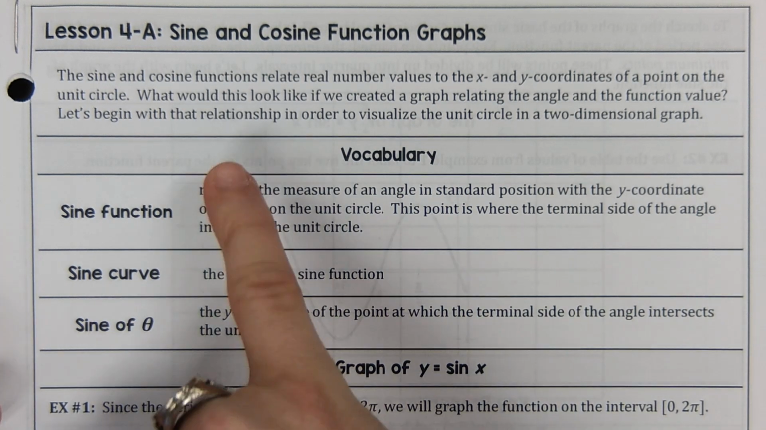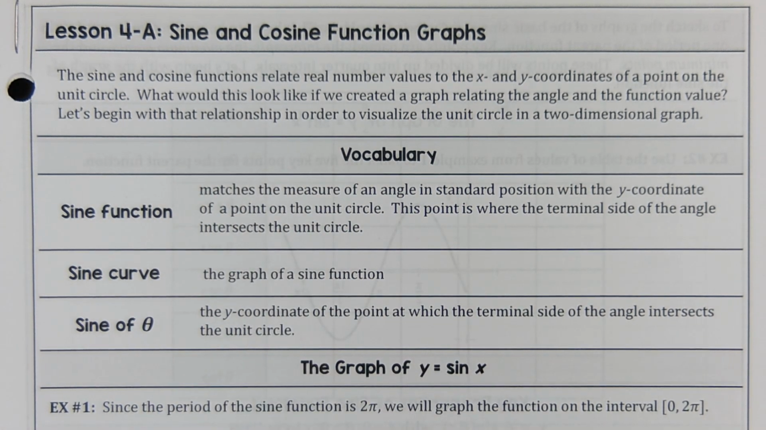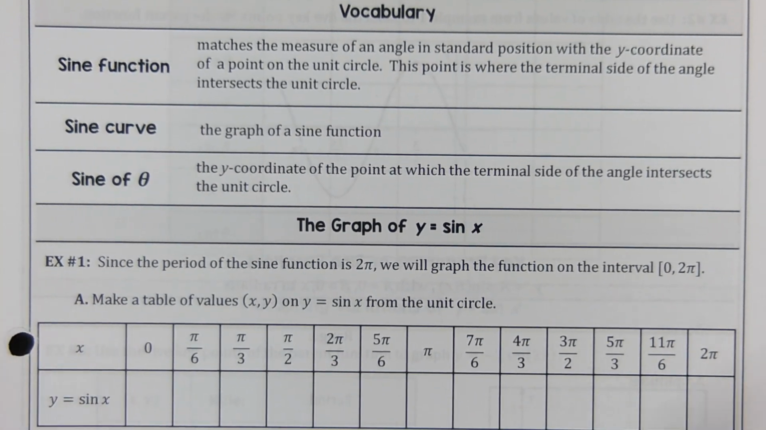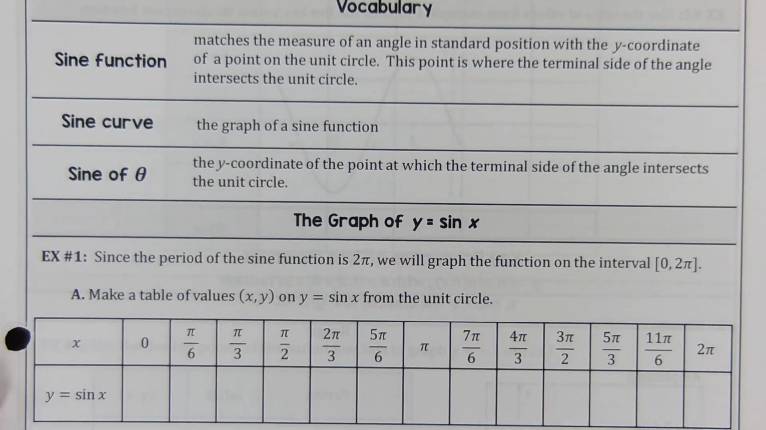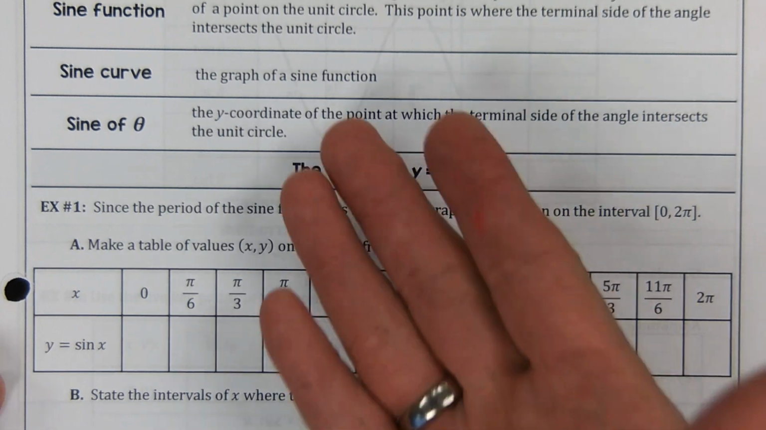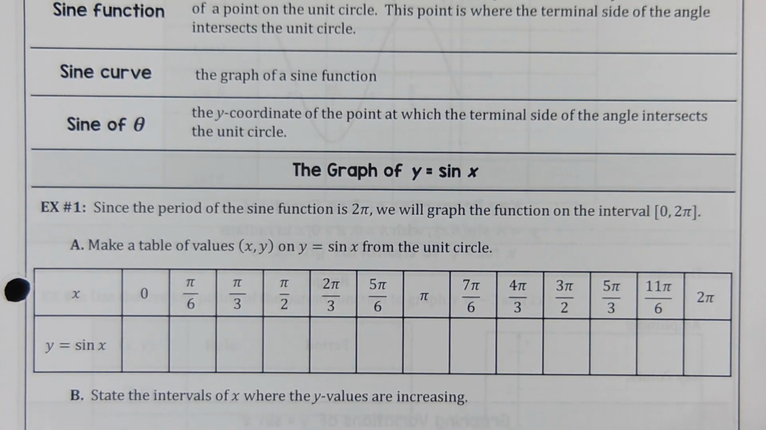So I guess the question is, what would this look like if we created a graph that relates the angle to a function value? And we will start with sine. The sine function matches the measure of an angle in standard position with the y coordinate, because remember, y over r and r is 1. This point is where the terminal side of an angle intersects the unit circle. We already know that. A sine curve, also known as a sine wave, is a graph of the sine function. And sine of theta is just your y over r. Again, r is 1, so it's just your y value.